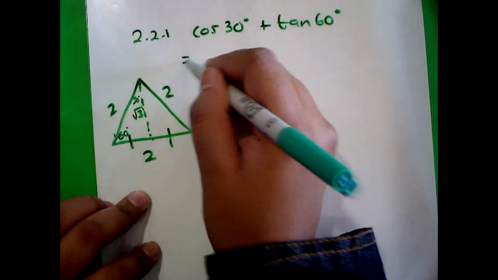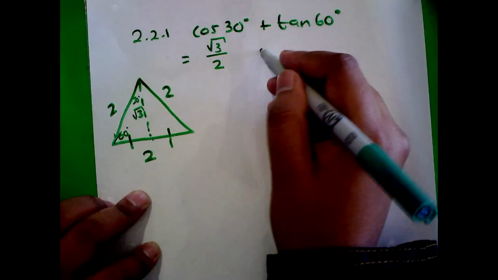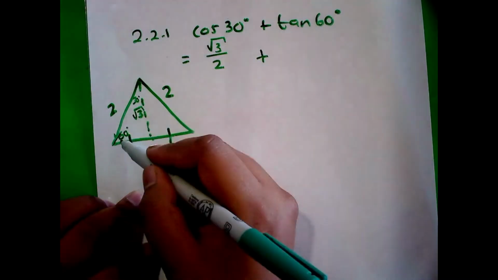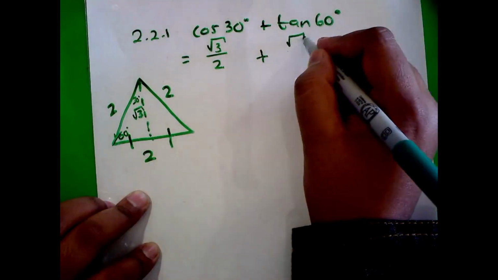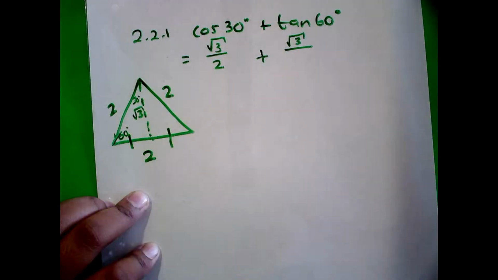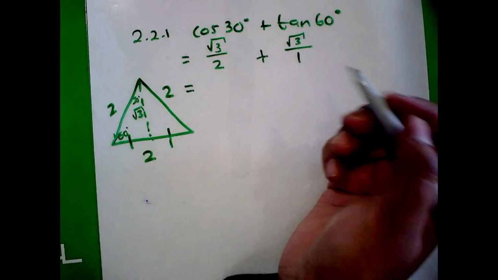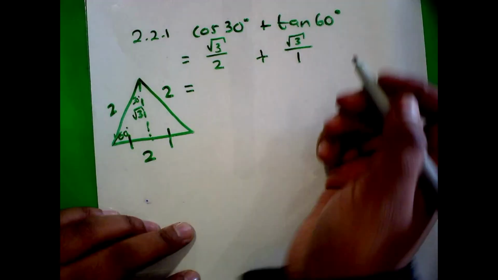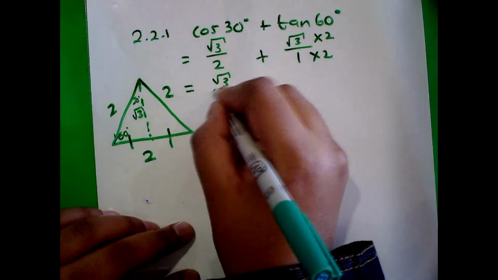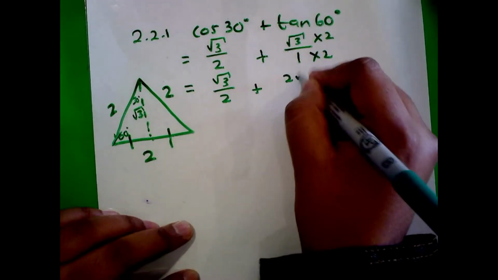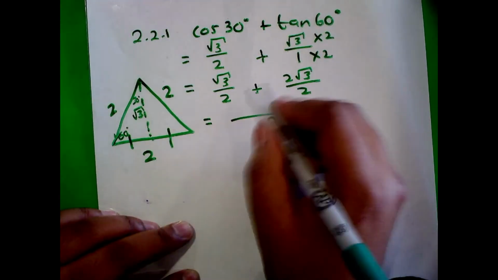So A is square root 3 over 2 plus tan 60. So tan is O over A. So what is O? O is square root 3 over A, which is 1. Now, what must I do here? I need to make both of them the same denominator. So I times this by 2 and I times that by 2. So square root 3 over 2 plus 2 square root 3 over 2. Now, because I have both of them the same, I just say 1 plus.